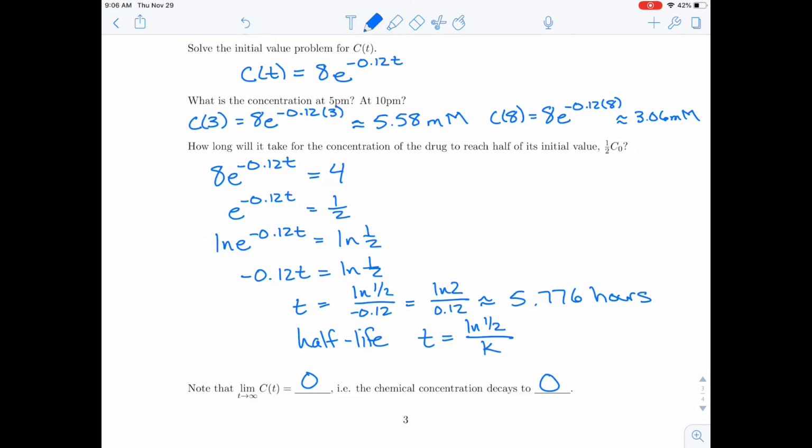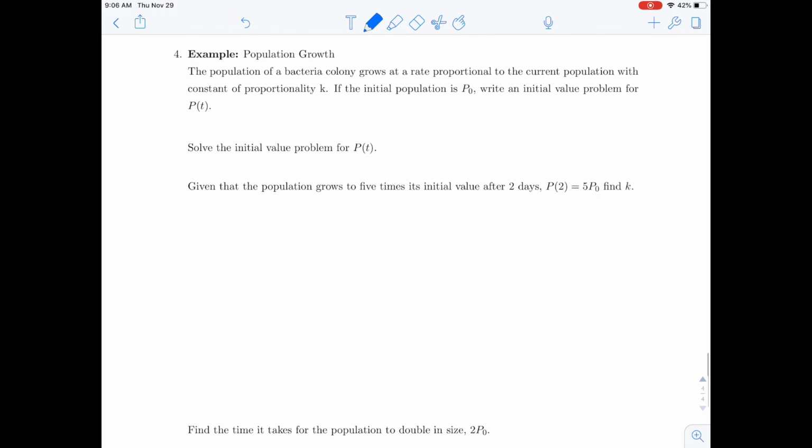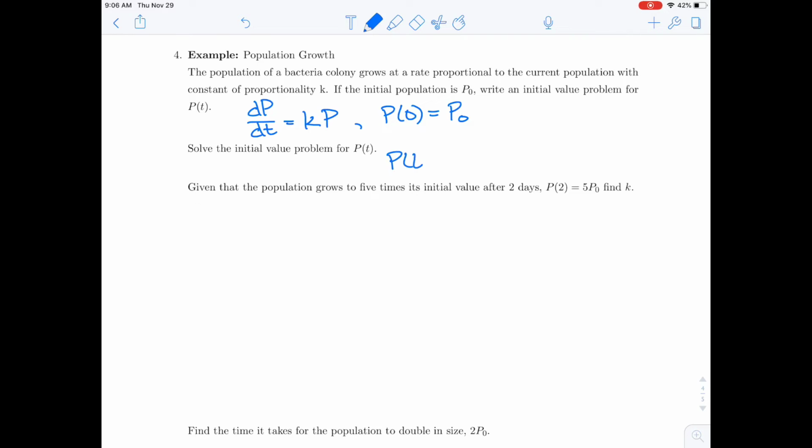I'll now move on to an example of population growth. The population of a bacteria colony grows at a rate proportional to the current population with constant of proportionality k. That says that the rate of growth, dP/dt, is equal to k times the current population, P. And the initial population in this case is going to be given by P(0) equals some value, P sub 0. The solution to this equation, P(t), is again going to equal P sub 0 e to the constant of proportionality k times t.